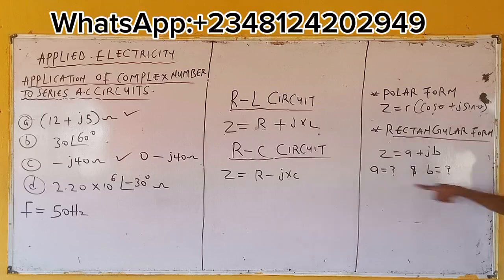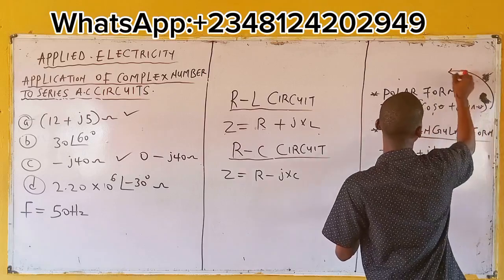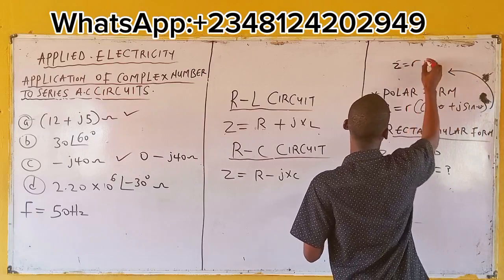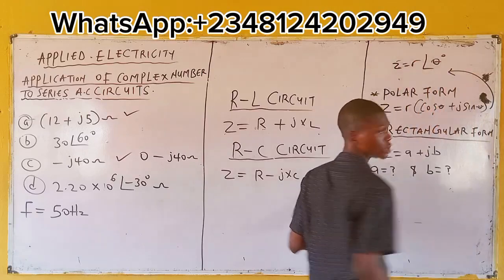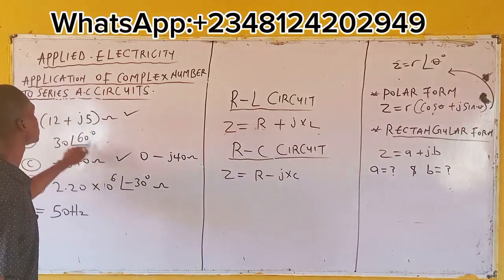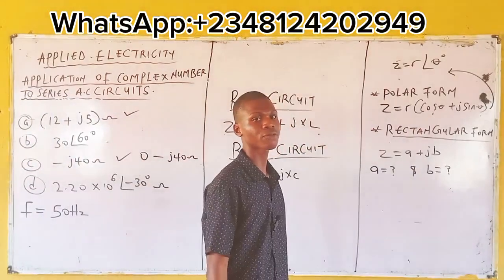to rectangular form. You can only convert if you know the value of A and the value of B, meaning you substitute. Now, you agree with me that this complex number, this is the short form, Z is equal to R then theta degree, right? Now, let's convert 30 at 60 degrees to the normal form of polar form.